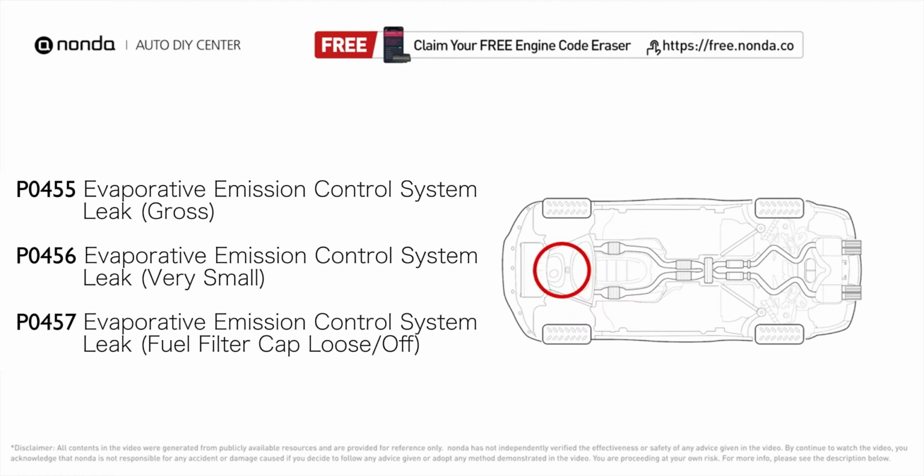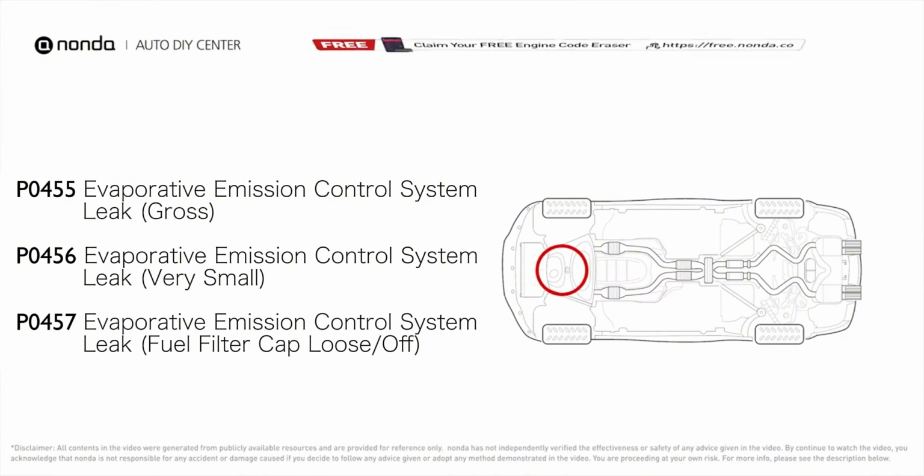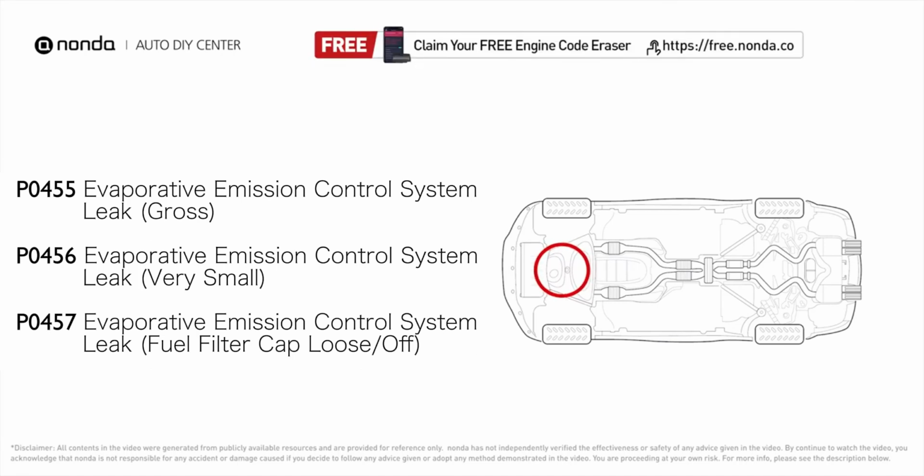P0456 refers to a very small evap leak, meaning the system has detected a minor vapor leak that may be harder to locate, such as tiny cracks in lines or seals. P0457 specifically signals an evap system leak due to a loose or missing fuel cap, making the gas cap the first component to check when this code appears.